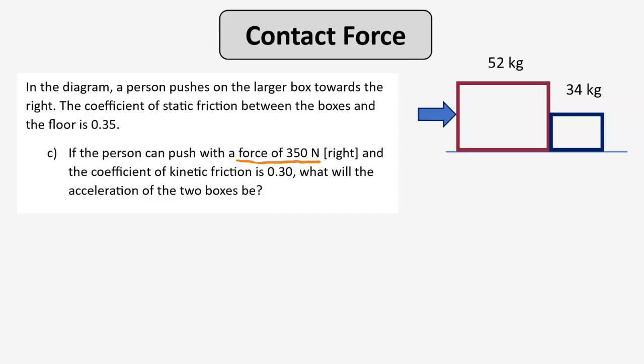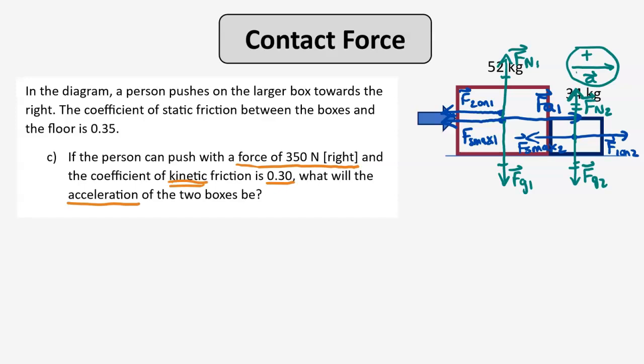Now we look at part C. Part C says if a person can push with a force of 350 newtons right, and the coefficient of kinetic friction is 0.30, what will the acceleration of the 2 boxes be? Now note that we have the same free body diagrams with a few key differences here.